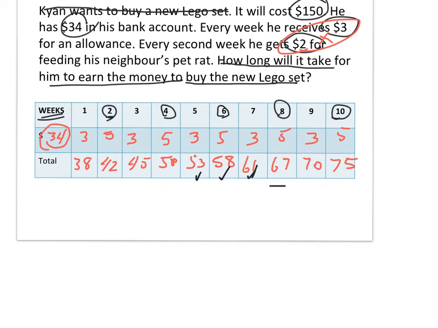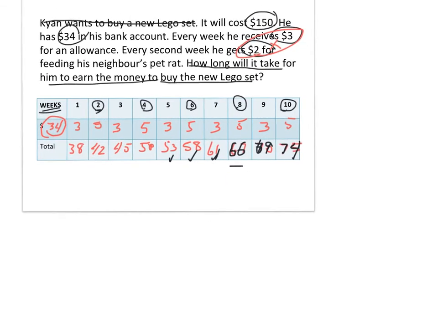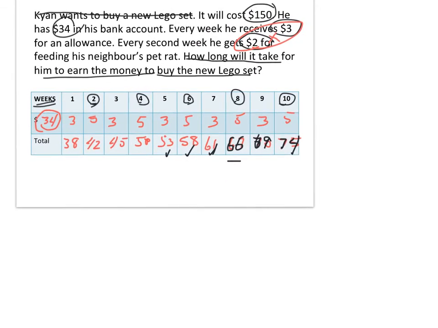So this just shows us, ladies and gentlemen, we need to make sure that we always check our steps before we move on to the next one. 61 plus 5 is 66. So that makes 66 plus 3 is 69, not 70, which makes my final here, after 10 weeks, $74. So Kyan has $74 after 10 weeks. We're about halfway to our final total of 150.